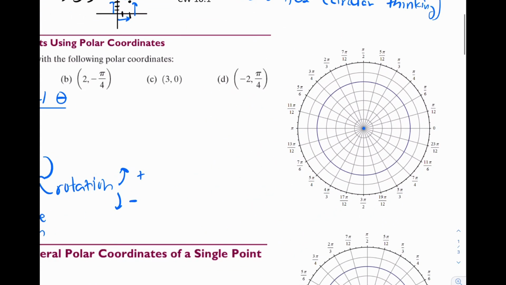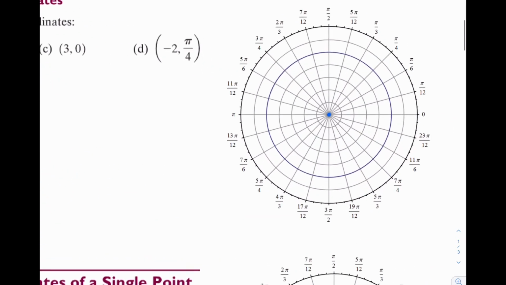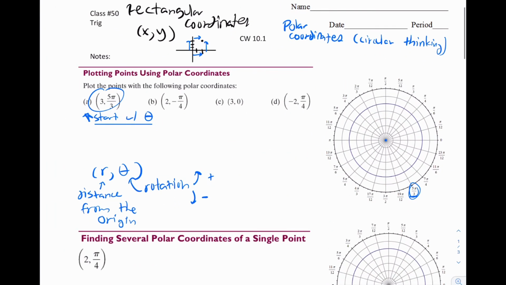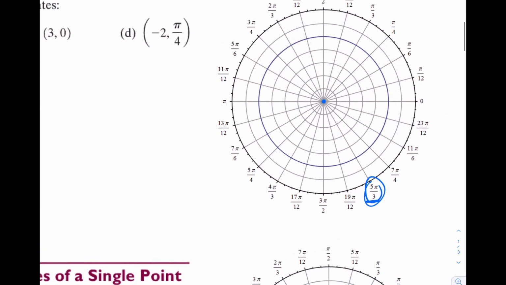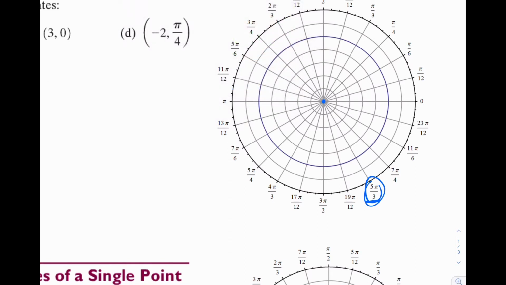We're going to graph this point, 3, 5 pi over 3. We're going to look at 5 pi over 3, that's right here. So imagine this is you, you're looking at 5 pi over 3, standing right here. With that 3, that means you just take 3 steps towards 5 pi over 3. Each ring is 1. So let's go 1, 2, 3. And there's your dot. So that's letter A. We graphed it.